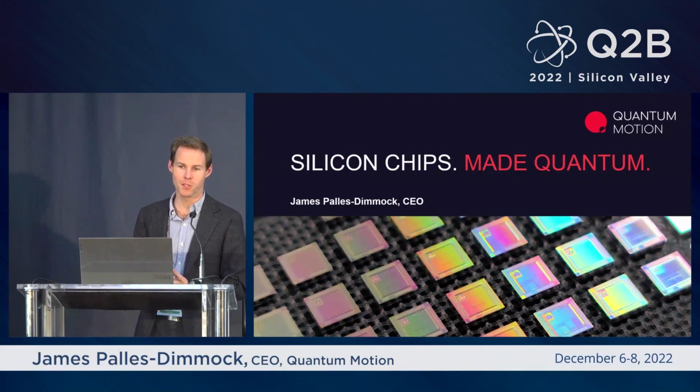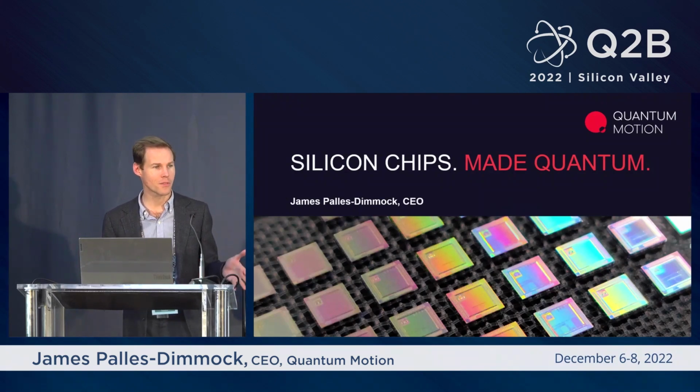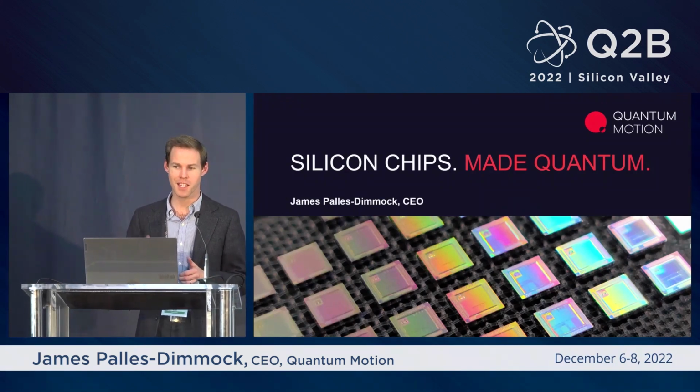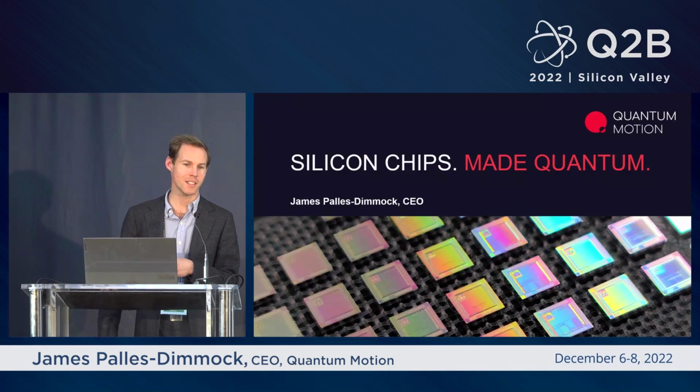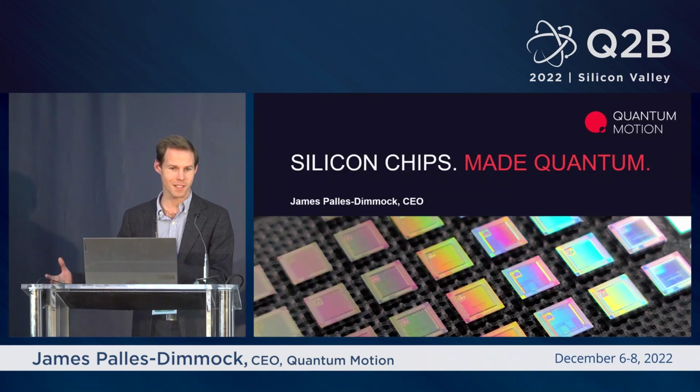James from Quantum Motion. What we've heard a lot of at the conference, and Unmesh did a good job of teeing me up here, is that we need a lot of qubits. To do useful things, you know, the Microsoft paper that's come out this year, we need a lot of qubits. And that's what we're about.